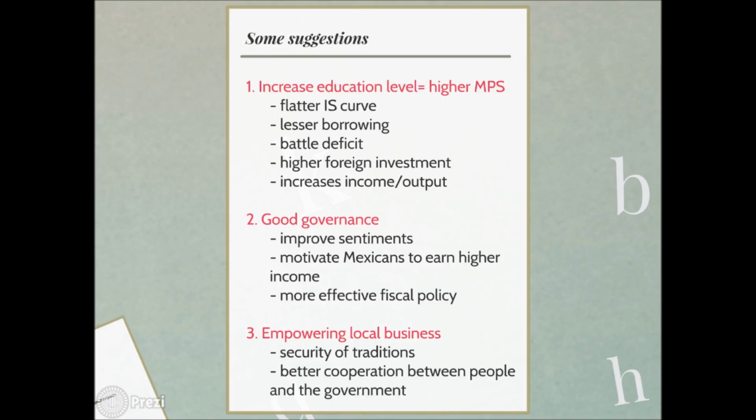The second one is having good governance. The bad officials, especially at the district level or in an area level, have to be removed to improve the sentiments of the people. It will motivate Mexicans to earn higher income, and we will have a more effective fiscal policy because more people earn relatively high income and are taxable.